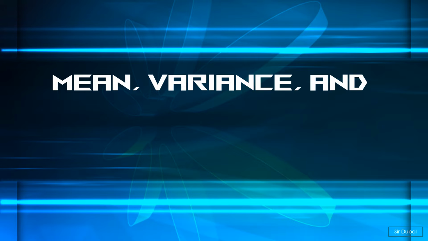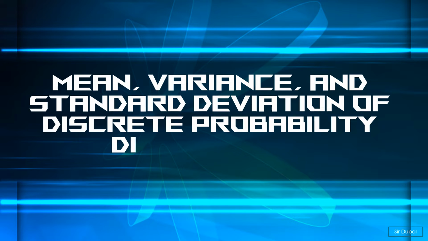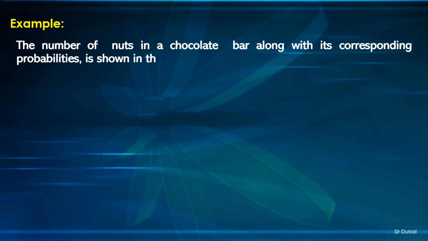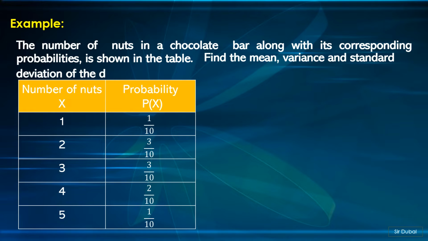Good day. Our topic is about how to find the mean, variance, and standard deviation of a discrete probability distribution. For our example, the number of nuts in a chocolate bar along with its corresponding probabilities is shown in the table, and we are going to find the mean, variance, and standard deviation of the distribution.